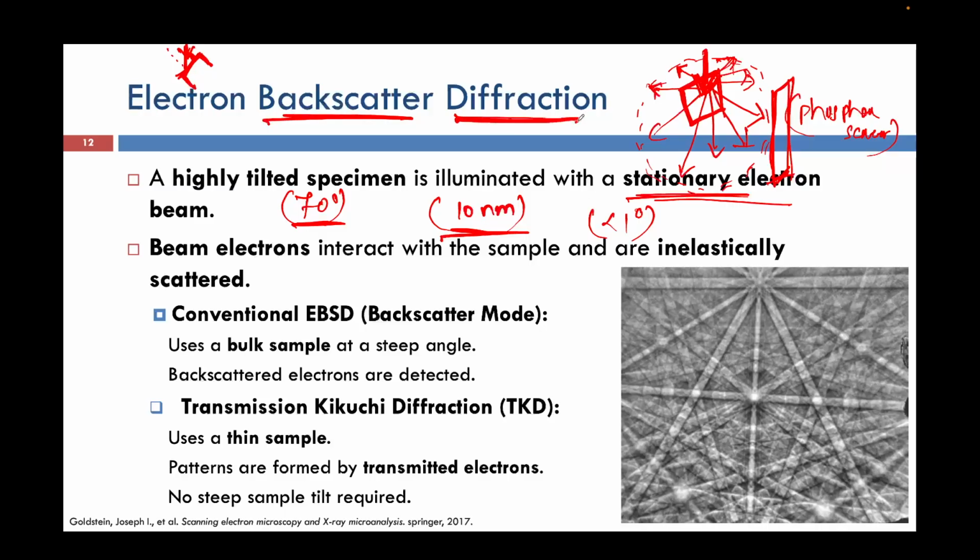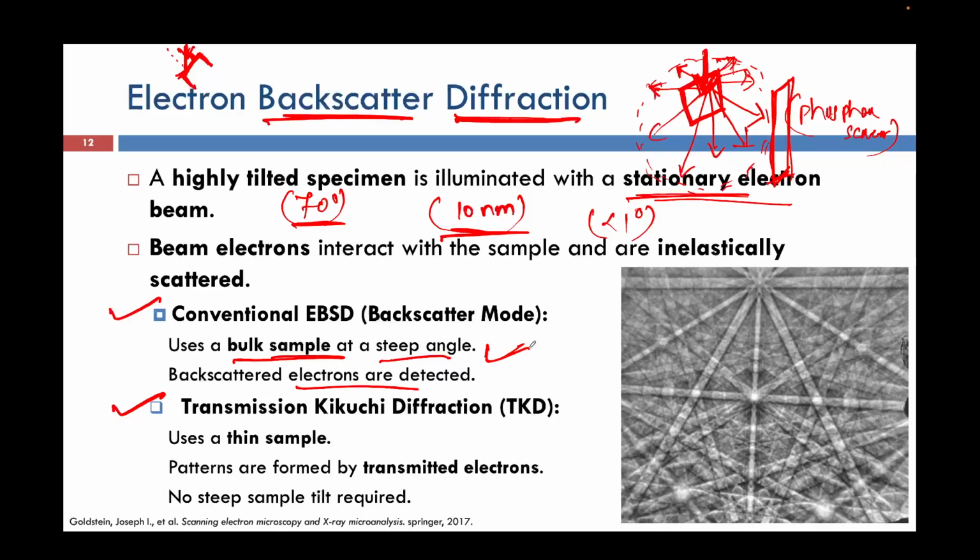There are two types of EBSD. One is conventional EBSD, and another is transmission Kikuchi diffraction, TKD. Conventional EBSD uses a bulk sample at a steep angle, like the 70 degree angle, and backscattered electrons are detected. This is the conventional EBSD which you have done. The only thing necessary for EBSD is sample preparation.